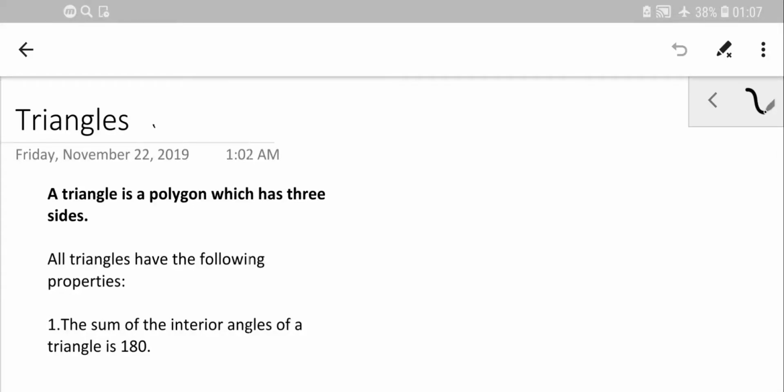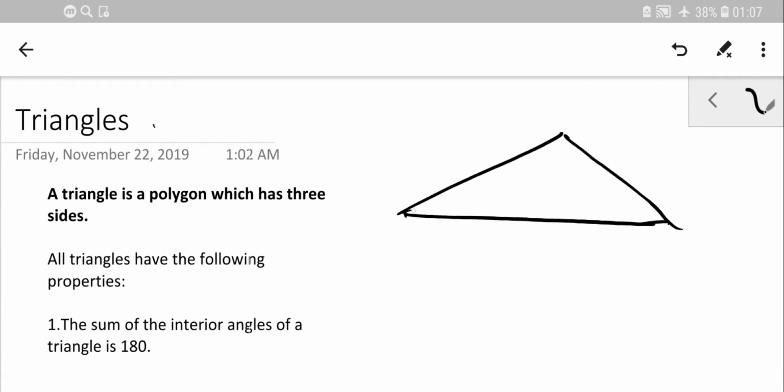Hello guys, welcome back to the angles, lines and polygons topic, and today we're going to consider triangles. So basically a triangle is an enclosed shape, and like any polygon it has three sides. So basically any triangle should have three elements. First of all, three sides.